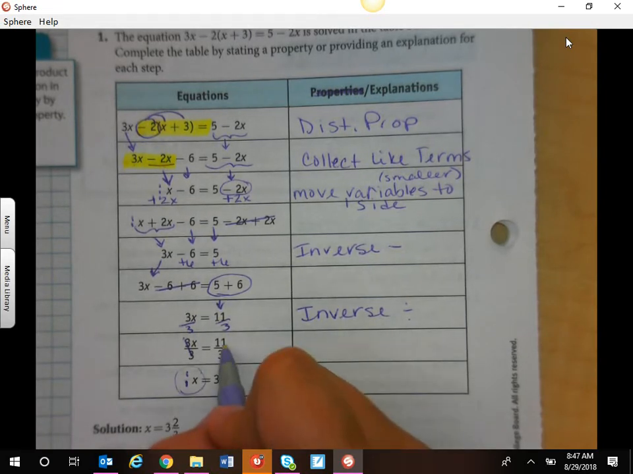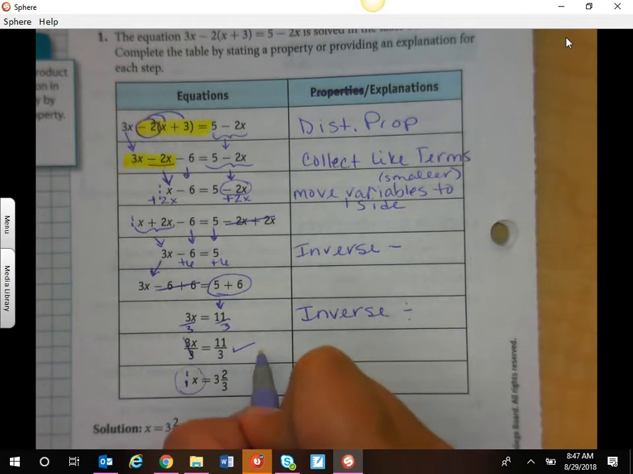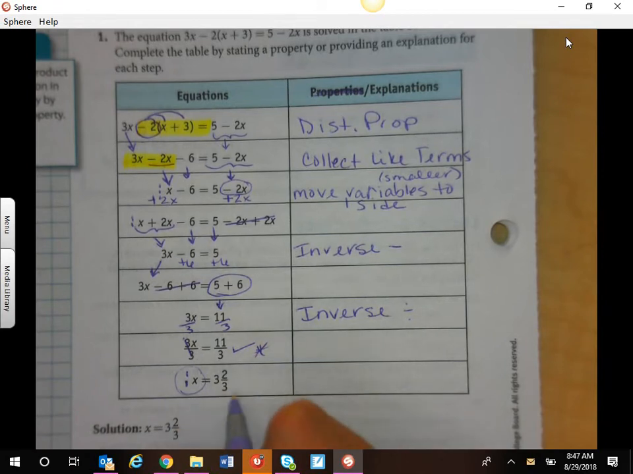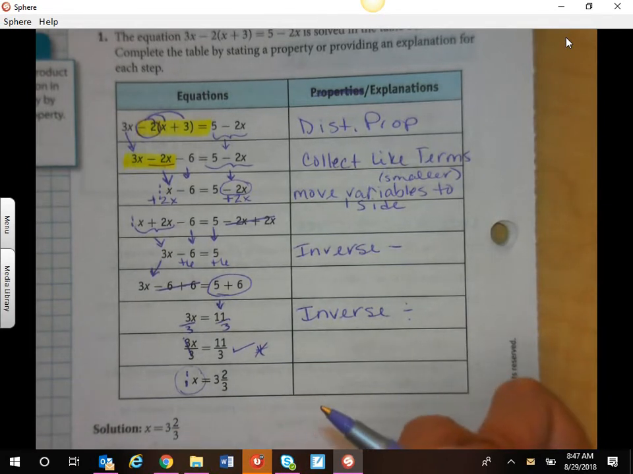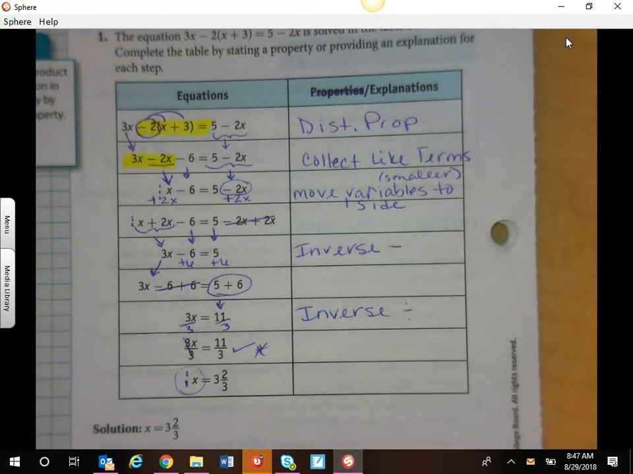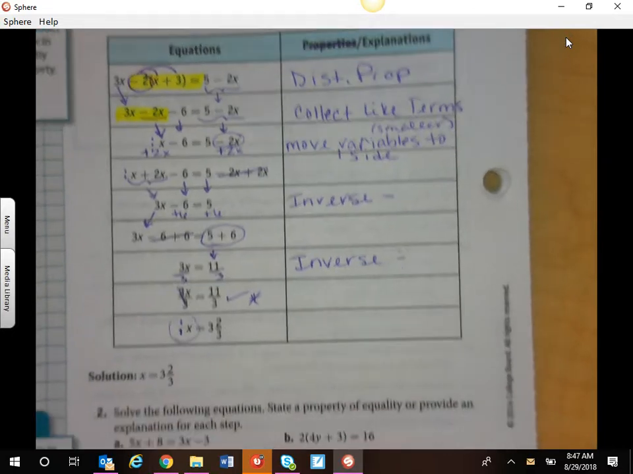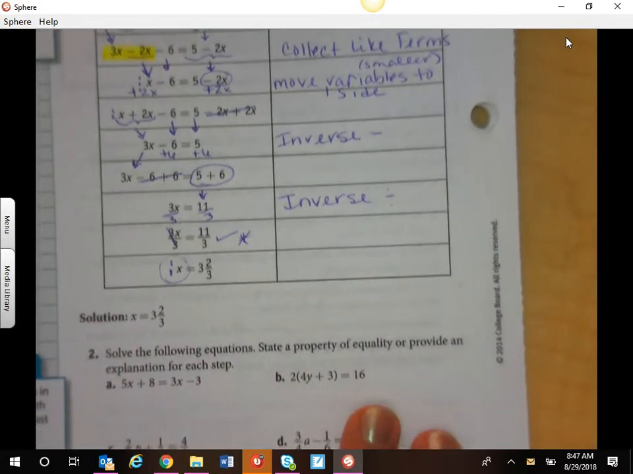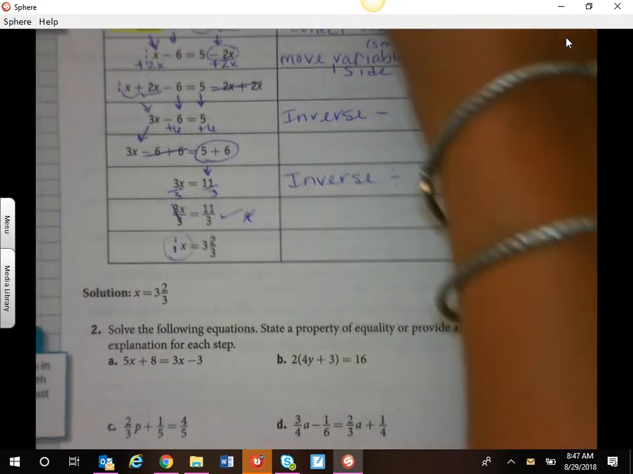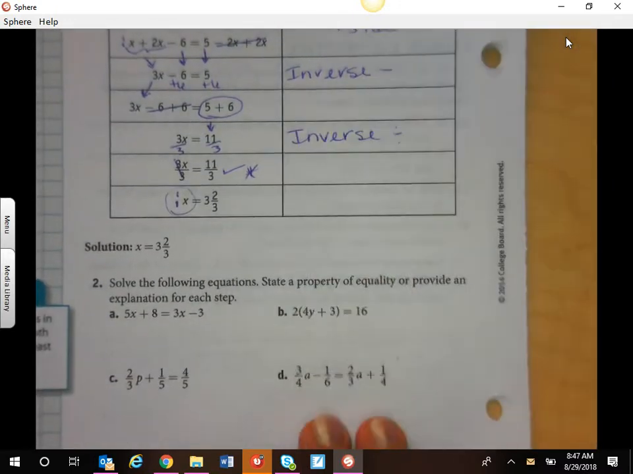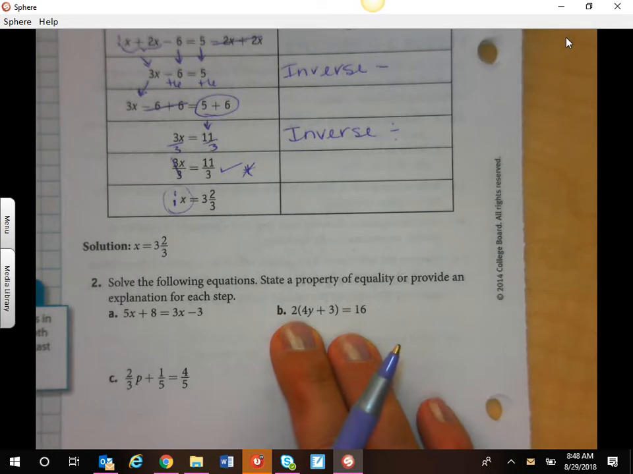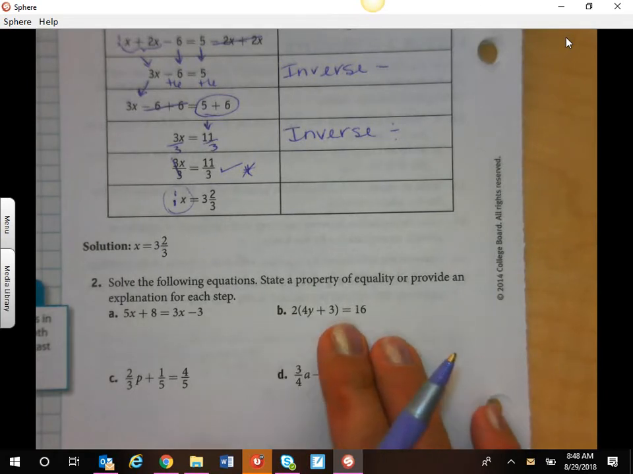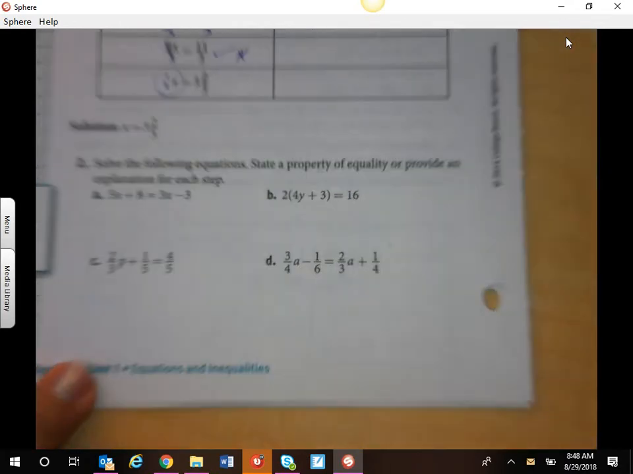You can leave this 11 over 3. I prefer this way, actually, because when we get into slope, we're not going to see mixed numbers. If you wanted to write it 3 2/3, that's fine. Let's try another. I'm going to look at B here. 2 times 4y plus 3 equals 16. I'm going to zoom in here. We're going to talk our way through this.